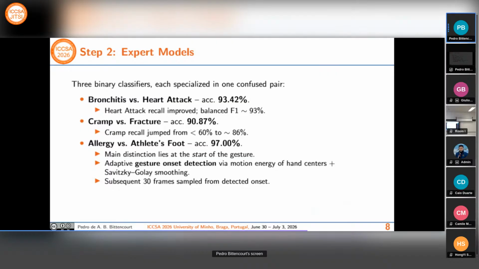The most interesting case is allergy versus athlete's foot, where we achieved 97% accuracy. For this pair, we discovered that the main distinction lies at the very beginning of the gesture. So we propose an adaptive gesture onset detection method based on motion energy analysis of the hand centers combined with Savitzky-Golay smoothing. This allows us to automatically detect when the actual gesture starts and sample the relevant 30 frames from that point.